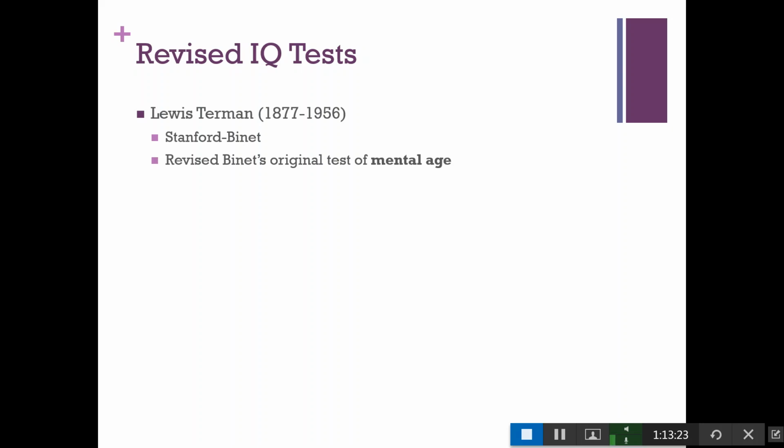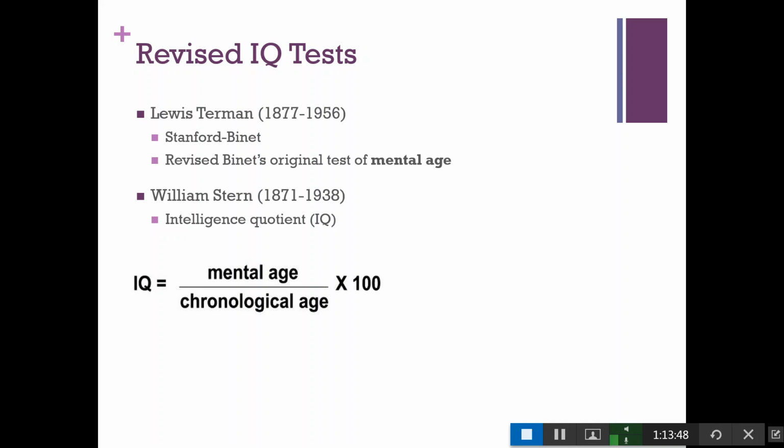Okay. And so people took these tests and ran with them. So we've got Lewis Terman, who used Binet's test as a measure of inherited intelligence. So he revised the original test, called it the Stanford-Binet test. Okay, and so he revised that original test of mental age, where it would tell you where people's reading level was or their math level was, right? William Stern came along and decided, okay, well, we've got the test and it can give you some indication, but let's create a score. That can give us better information as to where people are.